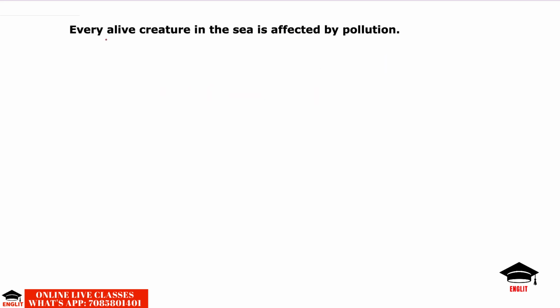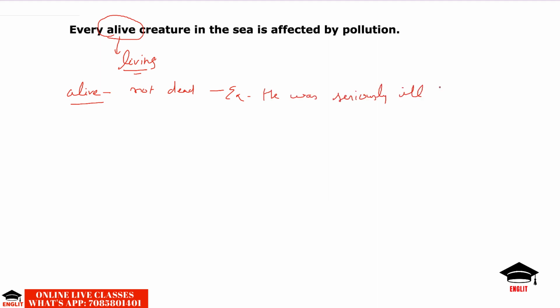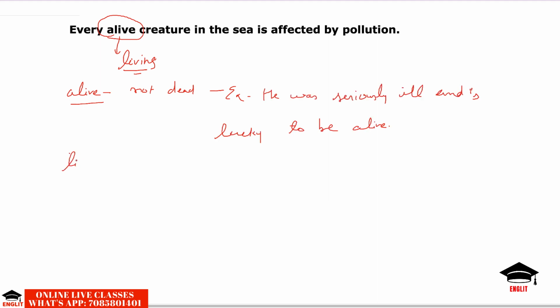Next question. Every alive creature in the sea is affected by pollution. The mistake lies in this word alive. It should be replaced with living. Alive means not dead. He was seriously ill and is lucky to be alive. Living means alive now, alive presently, not dead presently.